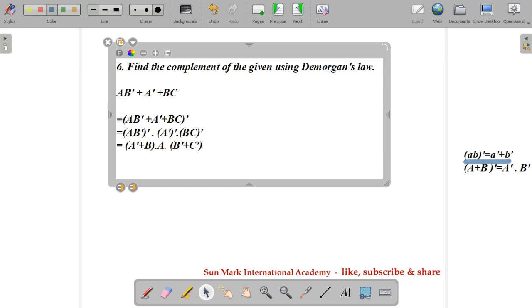We need to find the complement by using De Morgan law. Using the same De Morgan's law, just substituting the laws and finding the complement.